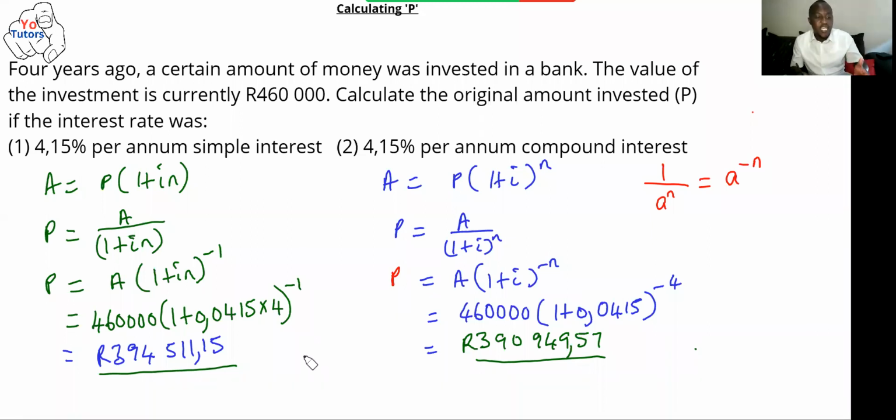Okay, so this is what we get here. You can see that you're getting 394,511.15 for simple, and 390,949.57 for compound. So here you can see that you can invest less with compound interest and still get the same amount. So it means that compound interest is actually the best way, but it depends: when you are borrowing, it's going to accumulate and you're going to pay more.